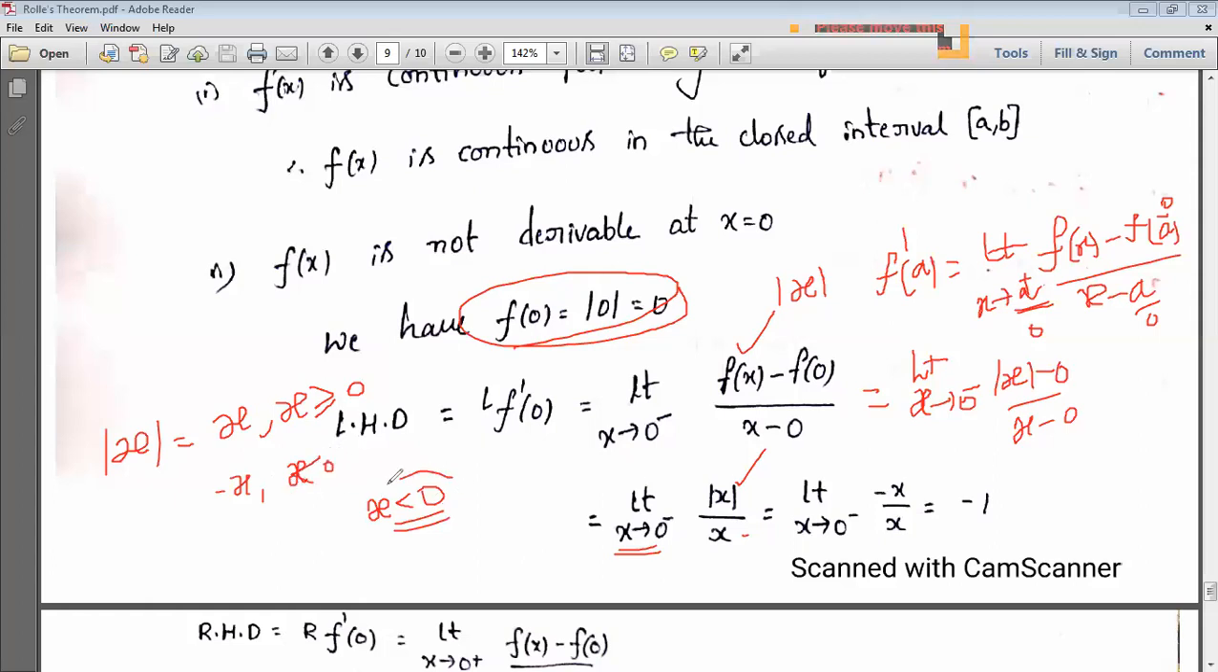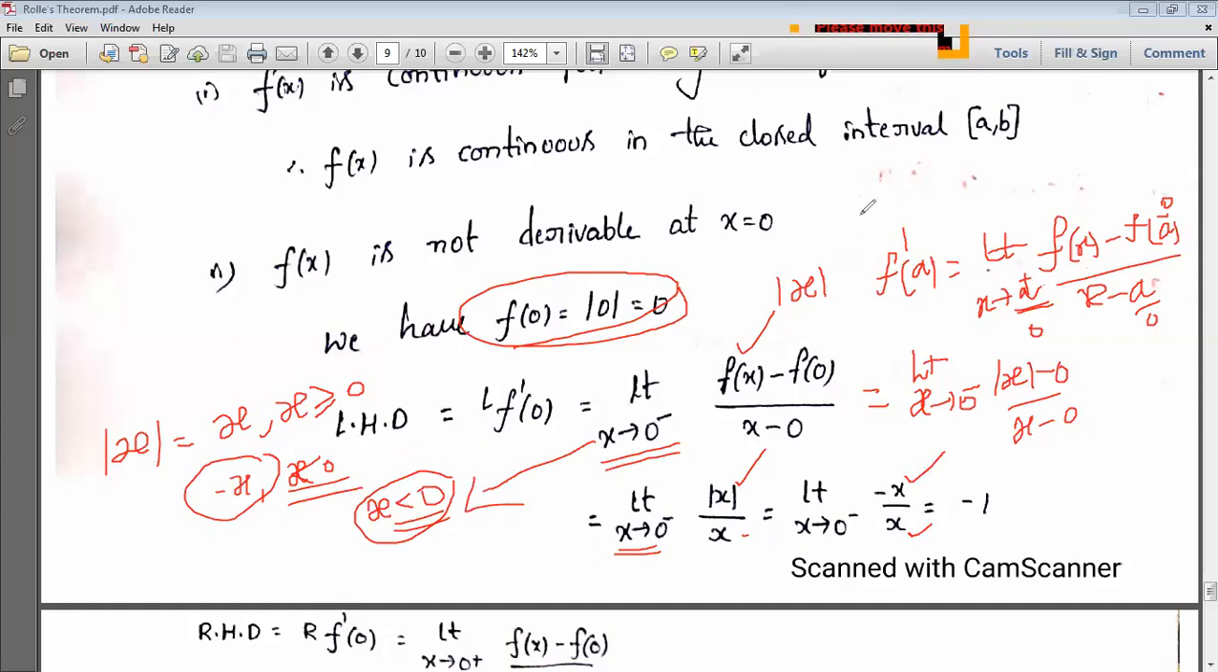So here it is, what we have, x tends to 0 minus is nothing but representing x less than 0. At x less than 0, what is the function? Mod x is nothing but minus x. So for that I substituted in place of mod x as minus x. So minus x by x is nothing but, here it is, x both will cancel, I got it as minus 1. Okay, so here this is the formula we are using for finding the derivative.